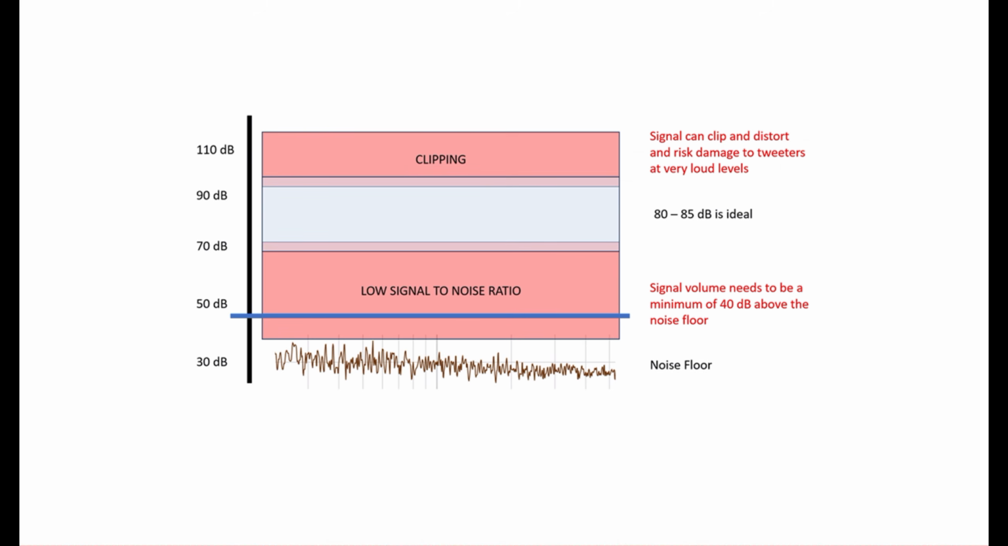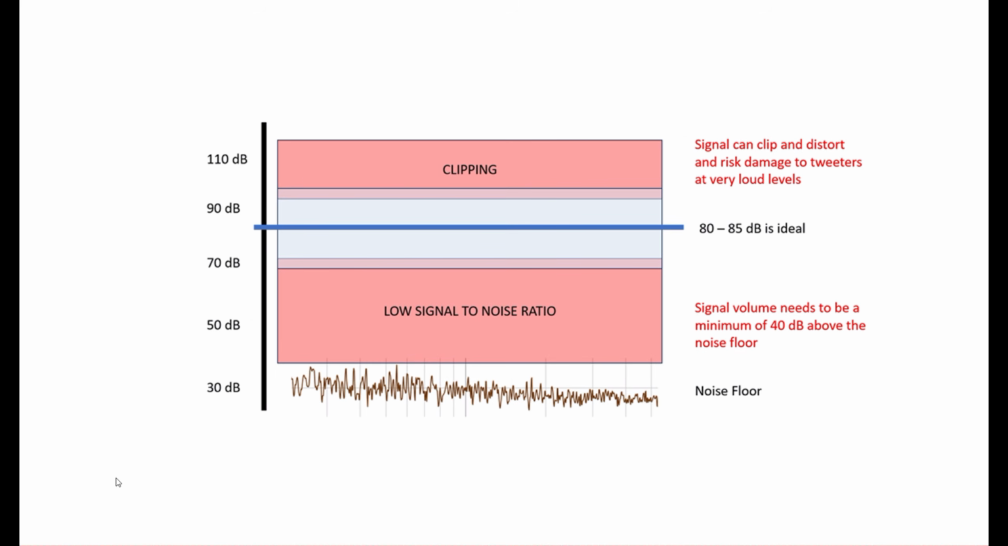You also don't want to have the measurement so quiet that you're not capturing a clean signal, right? So you want to make sure that your signal is at least 40 dB above your noise floor, or more if you can achieve it. And so you want to set your measurement levels a little bit above where you would listen normally to your system. And for most people, that's somewhere between 70 and 90 dB.